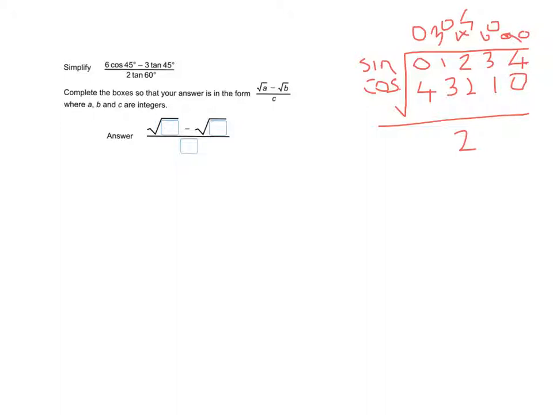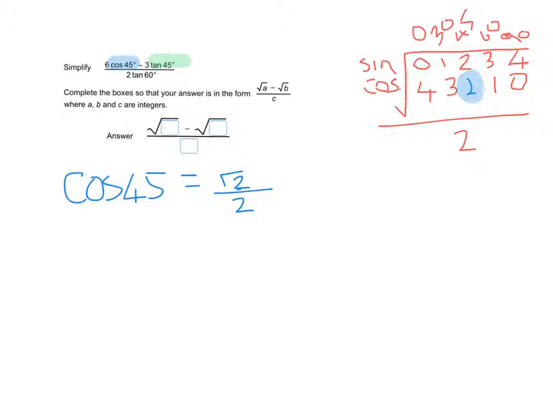So, first one I'm looking for, I need to look at cos 45. Okay, so cos 45. And I look in my table that I've done, and I find cos and I find 45. So there, I'm using that one. It's going to be root 2 over 2. Next one I'm looking at is tan 45.